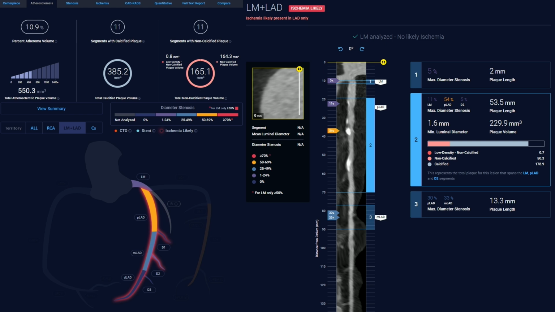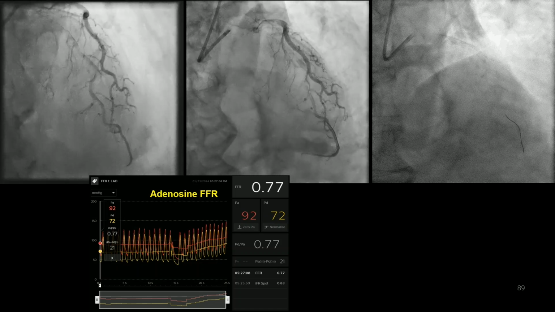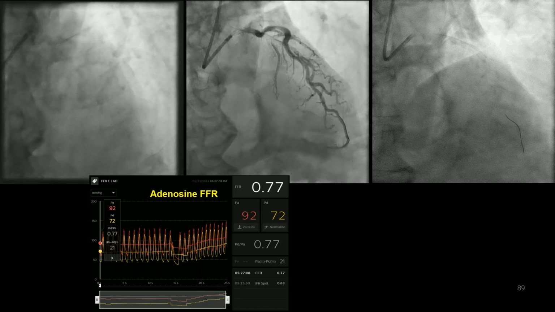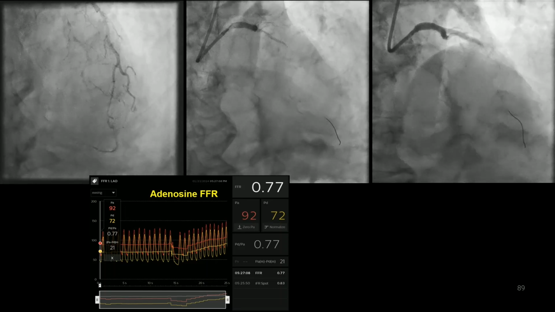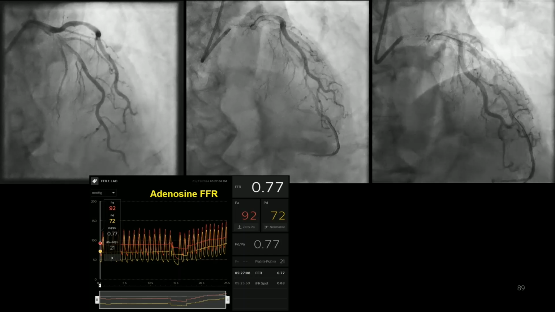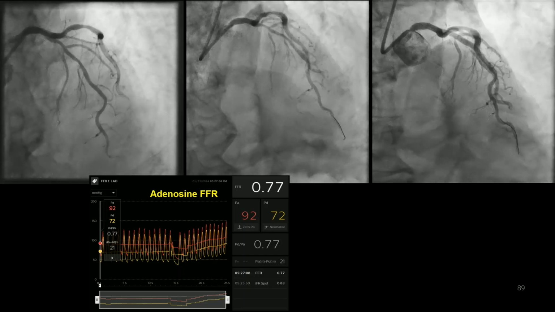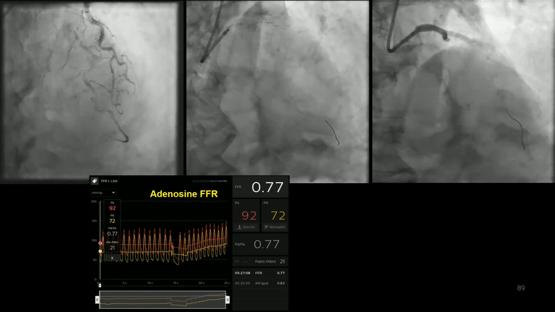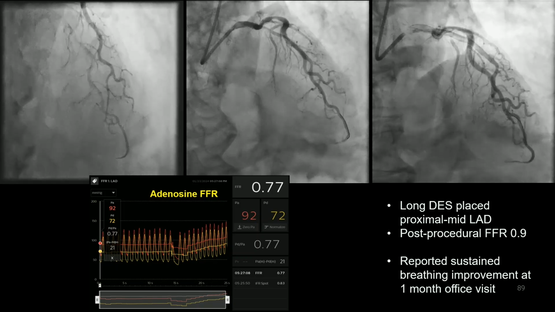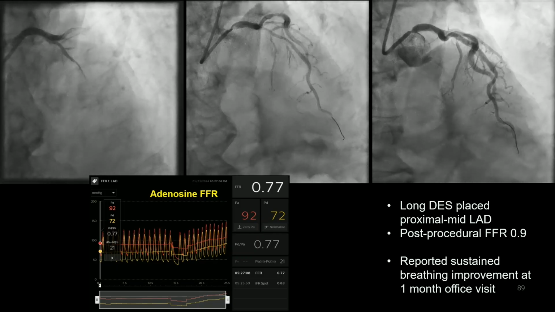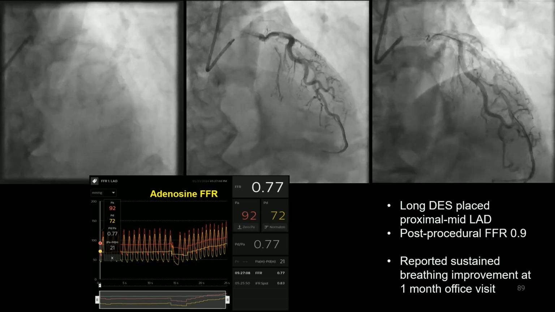So because of his symptoms, he was referred for catheter angiography. And the first two that are playing here are just displaying this long area of moderate-looking stenosis in him. And when an adenosine FFR was done with a pressure wire, he had a pretty focal decrease in FFR to 0.77. So that whole region was actually treated with a drug-eluting stent with a post-procedural FFR of 0.9. In a month, he said, I'm breathing better, and this is different than the way I felt a year ago.